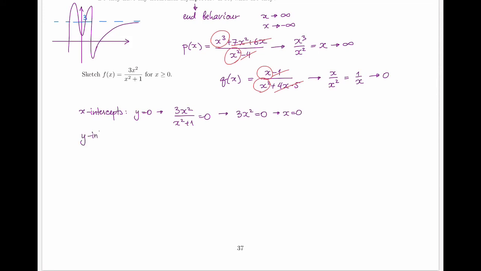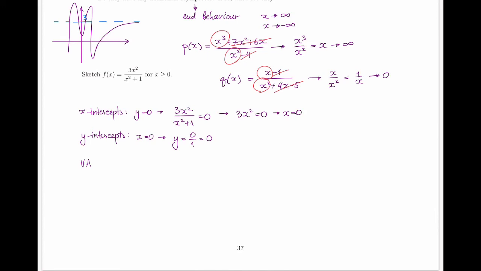For the y-intercept, I'm going to have to set x equal to 0 and compute the corresponding y value. If x is 0, I'm going to get 0 on the top and 0 plus 1 on the bottom, which is perfectly fine, and that is equal to 0.